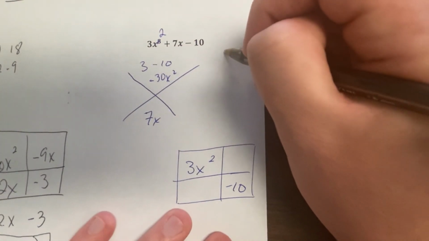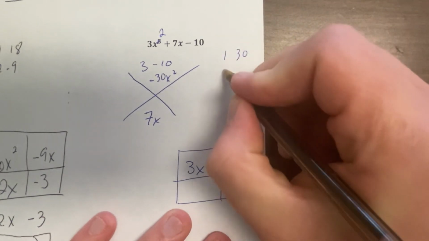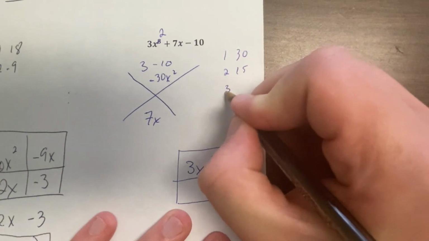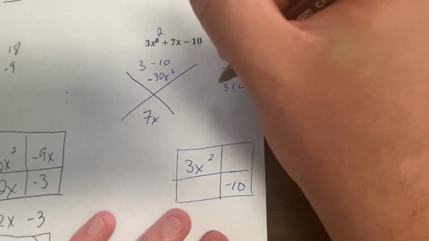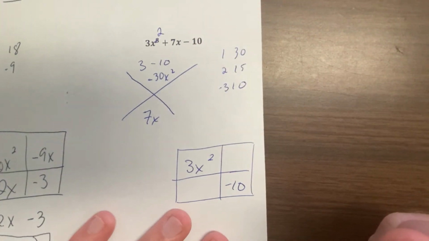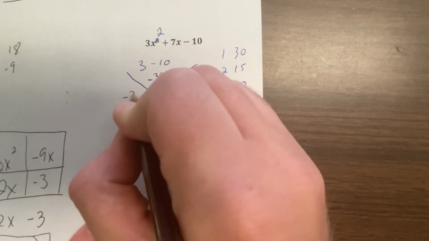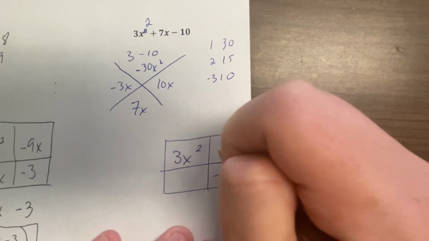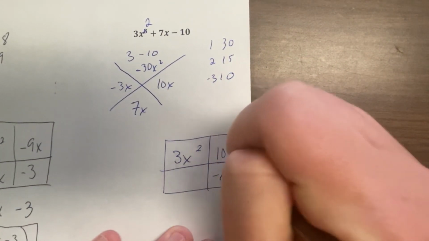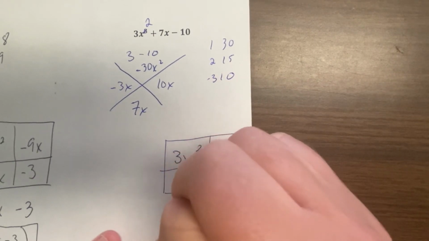Again, if you don't see it right away, that's fine. Go ahead and list out the factors. Remember, we need to multiply to get negative 30, but add to get a positive 7. So it looks like the negative is going to go with the 3. I have a negative 3x here and a positive 10x here. That's what's going to fill in my box. Let's say 10x and minus 3x.